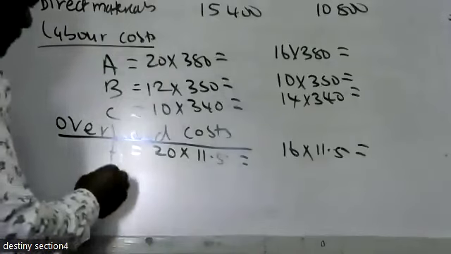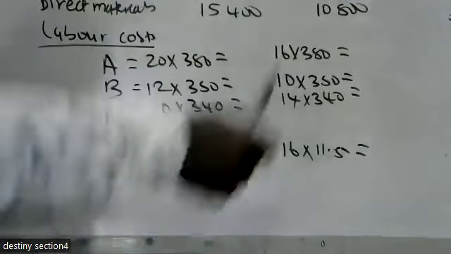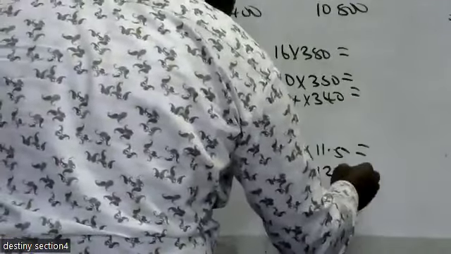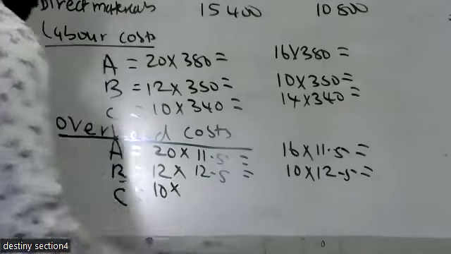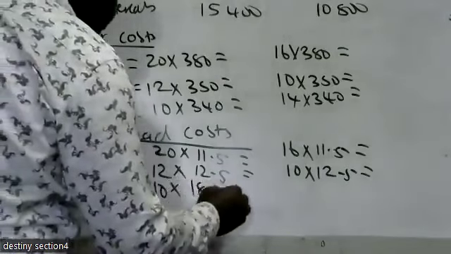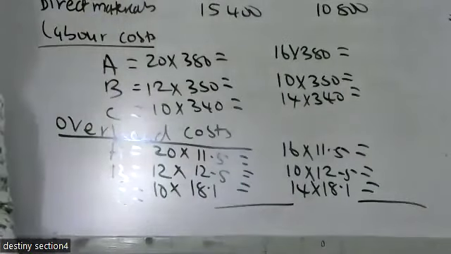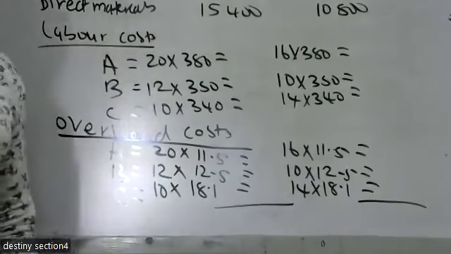So we go to B. We also check the 12, but this one we go to which field? 12.5. Also this one will be 10. Then the last one is C. C will do the same. 10, but you got which here? 18.1. So now you will add them together to give you the total costs.